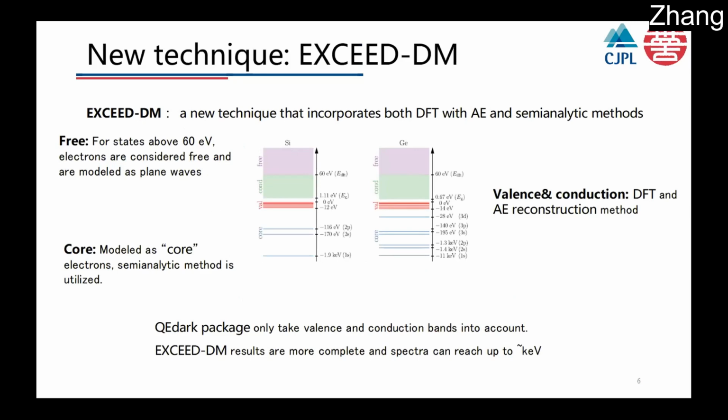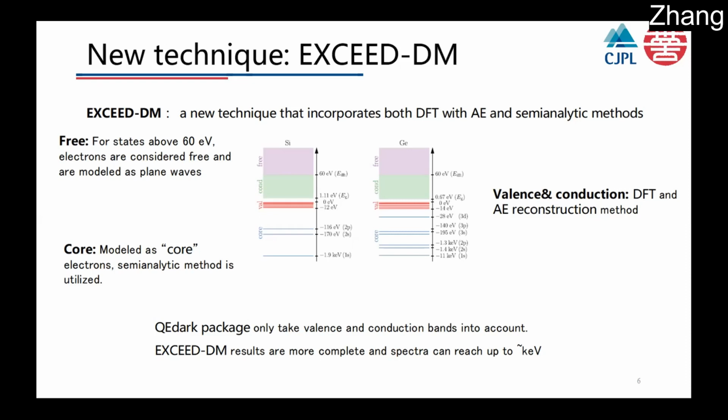So what is XCDM? XCDM is a new technique that incorporates both DFT and semi-analytic methods. The major characteristic of this package is that it categorizes all the electronic states in the crystal environment into four categories: free, core, valence, and conduction. For free states, that is all the states above 60 eV, the electrons are considered free electrons, and they are modeled as plane waves.